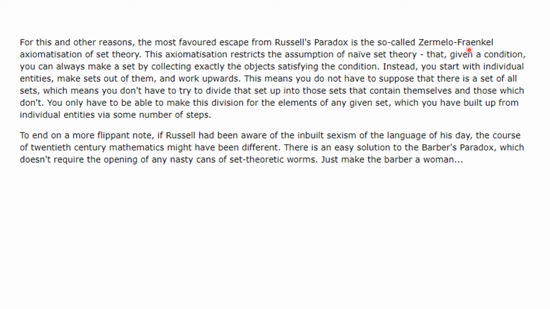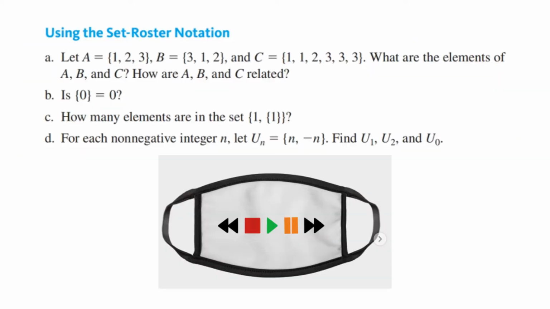This was resolved by a lot of heavy mathematics. We have the Zermelo-Fraenkel axiomatization of set theory, and we won't really go into that. And this was a female author, so what they could have had as an easy solution, she said, was to make the barber a woman.